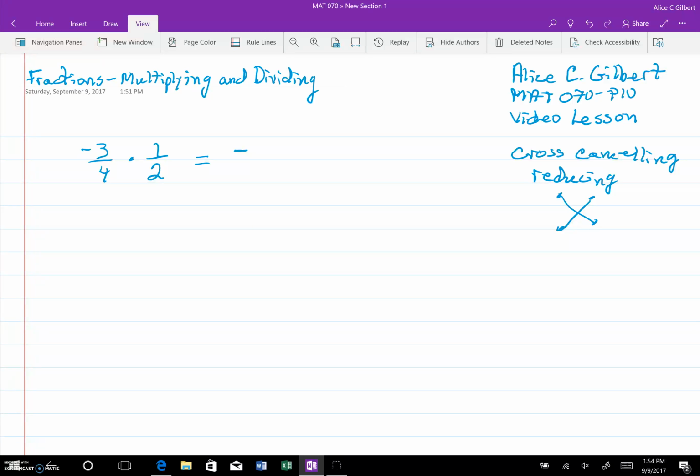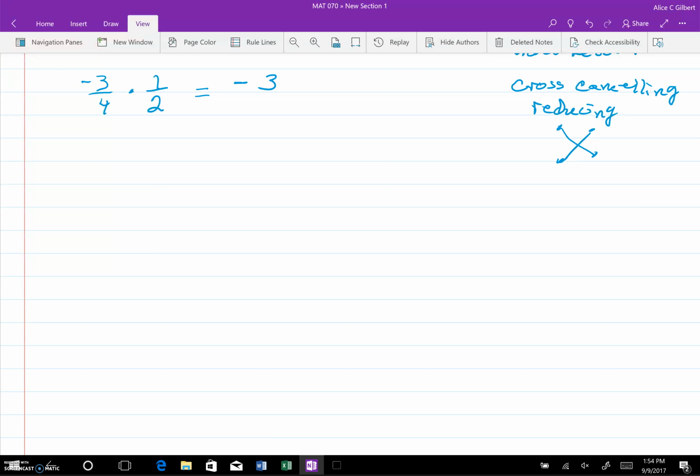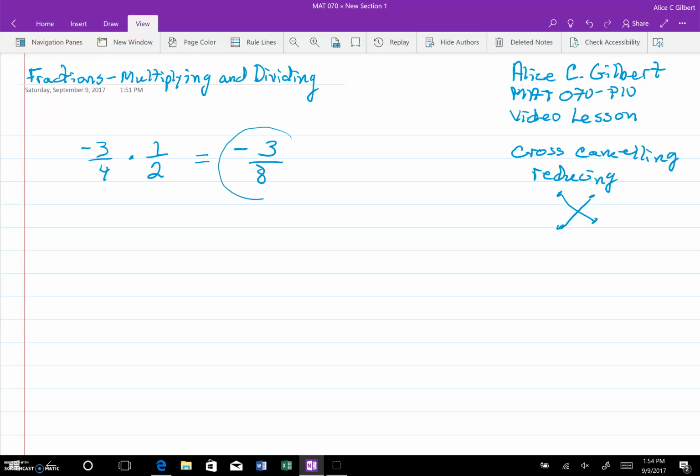So once I'm sure no cross canceling can be done, then I just multiply up the numerators. So 3 times 1 is 3, and then I multiply up the denominators, and 4 times 2 is 8, and we are done. If for some reason we can reduce our answer when we've been multiplying or dividing, it means we had some cross-canceling that we should have done. When we get our answer for multiplying and dividing, there should be no reducing needing to be done.